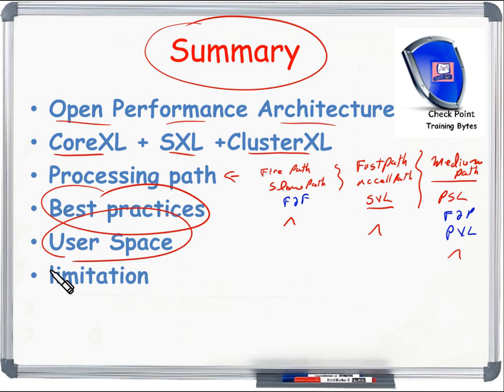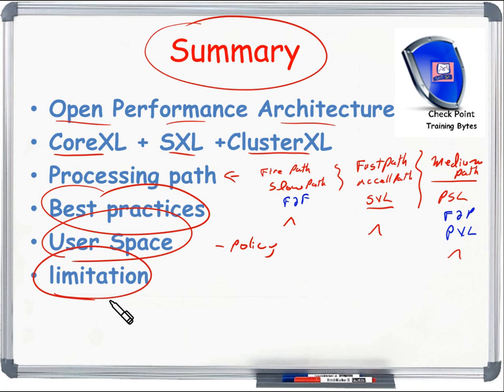Also, we talked about user space processes and how user space processes need to communicate to the kernel using the firewall instance 0. And firewall instance 0 will then communicate to the other firewall instances and aggregate the information and forward it back to the user space processes that need it. And we also talked about the policy and how the policy needs to be pushed to all kernel instances, and if any kernel instance fails, then it reverts back to the previous policy.